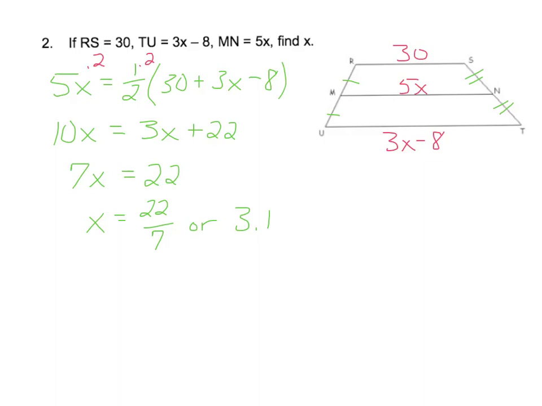Alright, so setup wise, start off with your midsegment. Put your midsegment down. It is equal to half the sum of your two bases, so 30 plus 3x minus 8. I multiplied both sides by 2 to get rid of the half, so I get 10x equals, and then once the half and the 2 were gone, I put my 3x down, and then 30 minus 8 was 22. I subtracted 3x from both sides, I get 7x equals 22, and then I divided by 7. So x is equal to 22/7, or if you ended up doing a decimal, it'll probably be around 3.1.